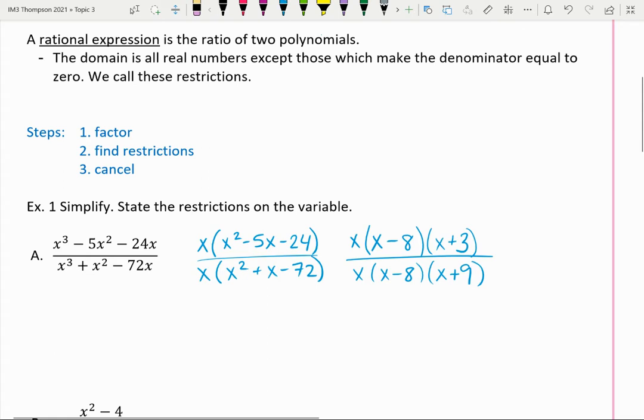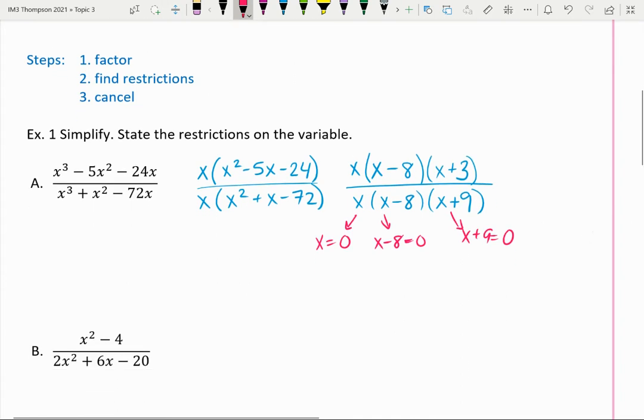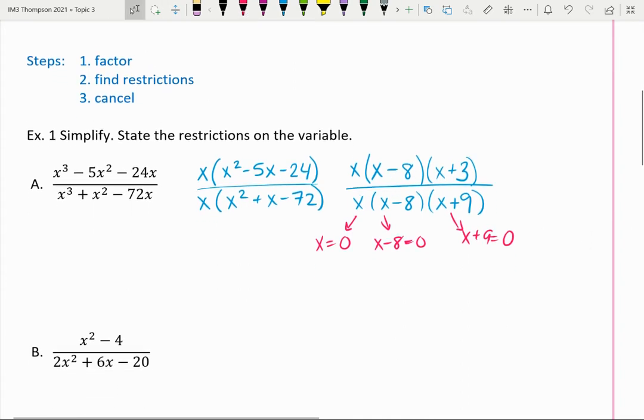All right. So step 1, I factor. Step 2, I find the restrictions. Before I cancel, I'm going to find restrictions. So I'm going to take each factor in the denominator only and set it equal to 0, just like I did when I was finding points of discontinuity. Now, I guess I'll go slow on this first one. So I take each factor in the denominator only. I set them equal to 0. Solve for x.